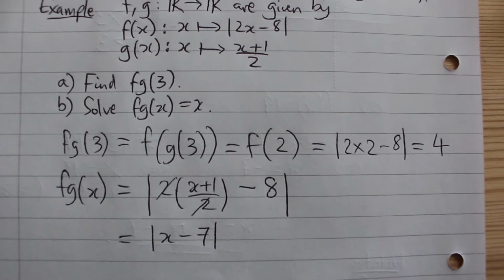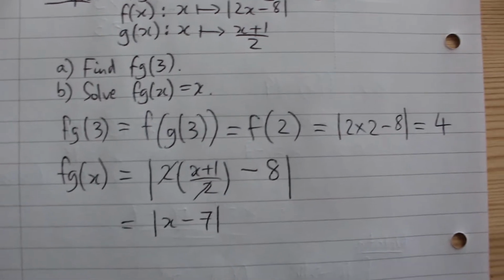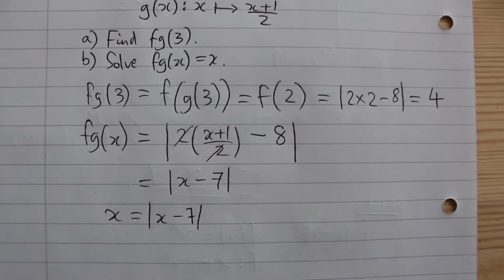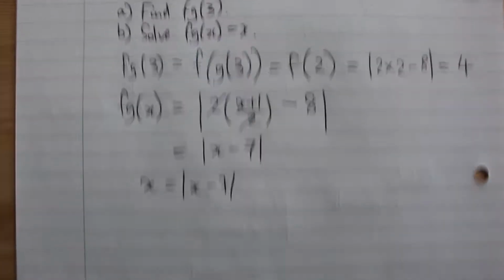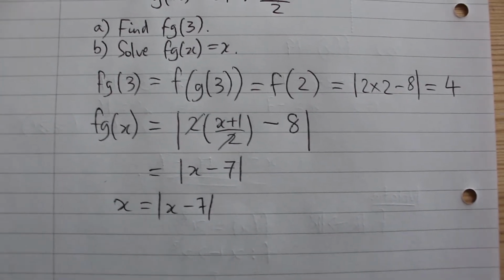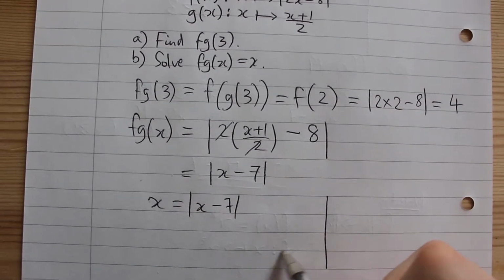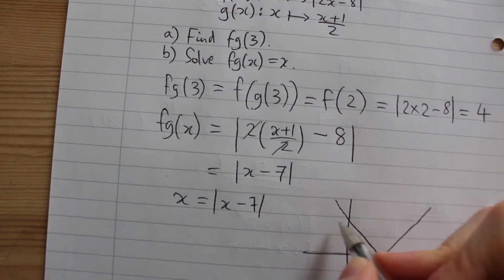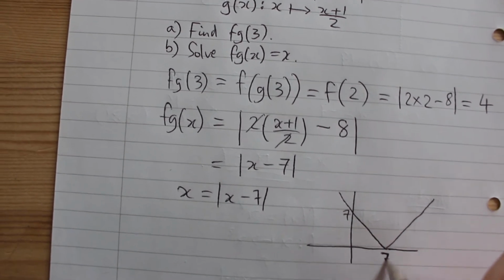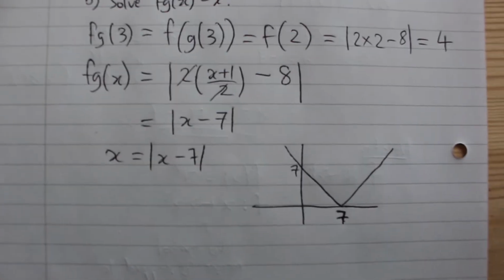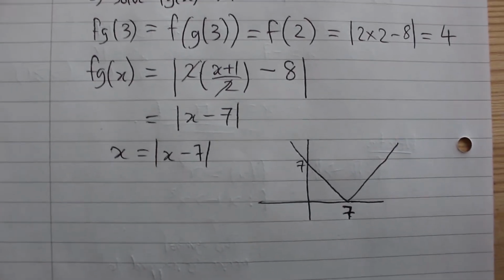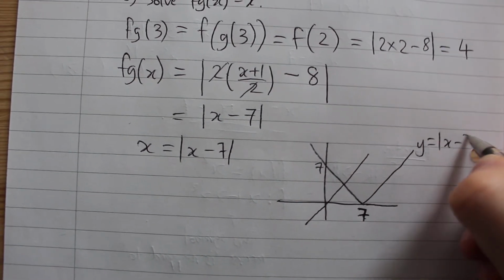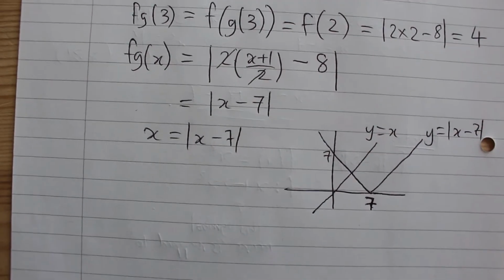And then we need to solve fg of x equals x. So we're going to solve x equals modulus of x minus 7. So if we think about the graph of y equals the modulus of x minus 7, it is something like this. It crosses both axes at 7. And then the line y equals x, we know, is like this. So this is y equals modulus of x minus 7, this is y equals x.